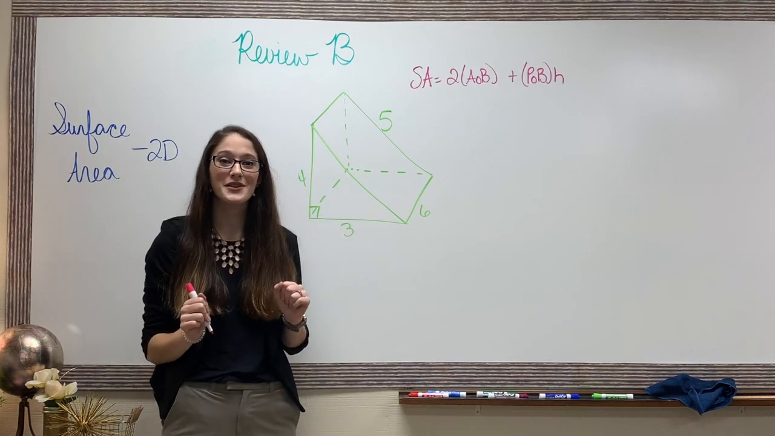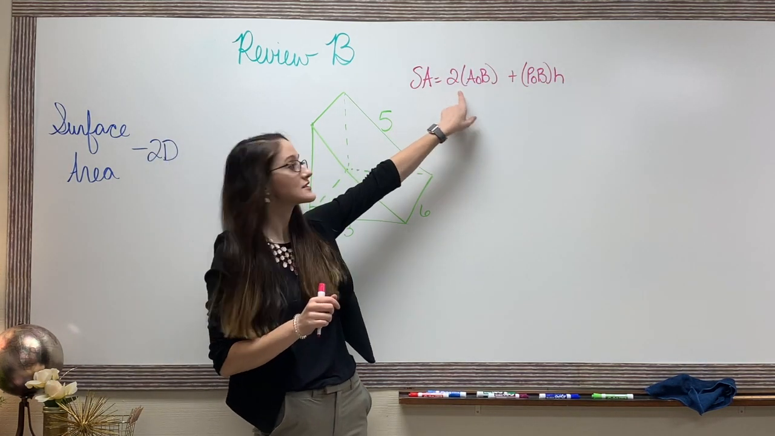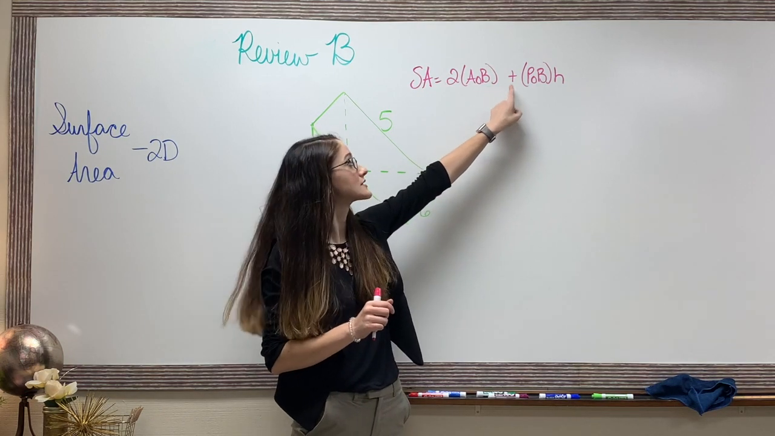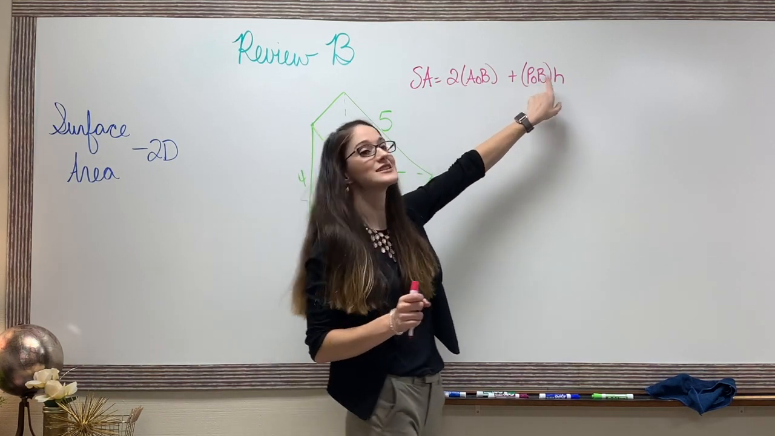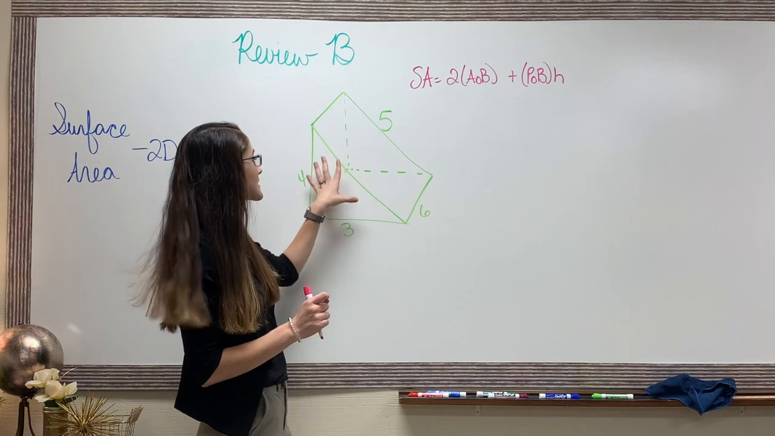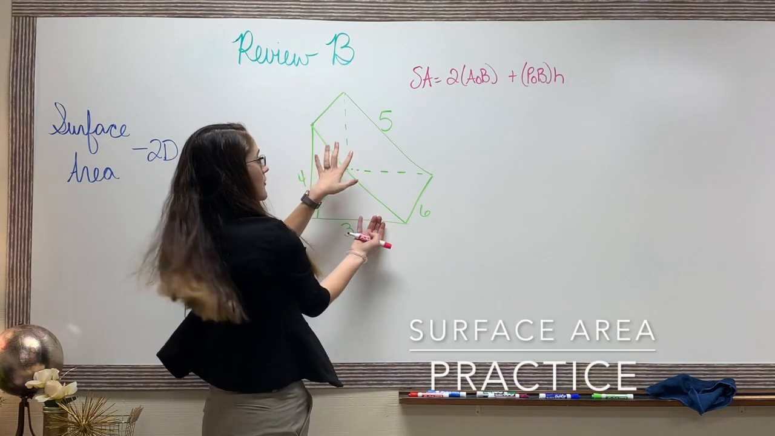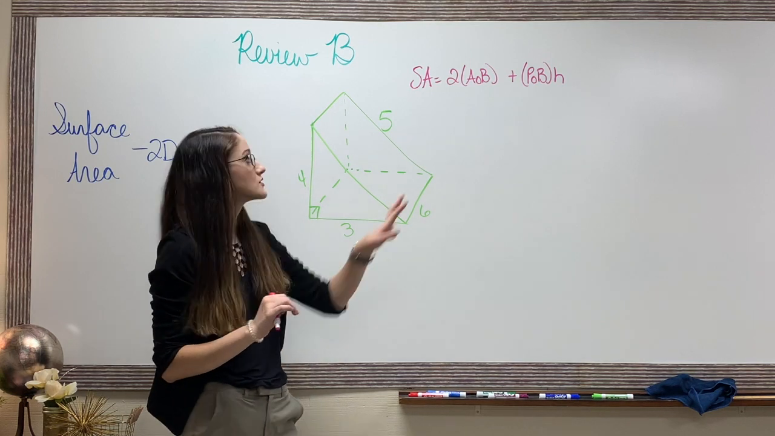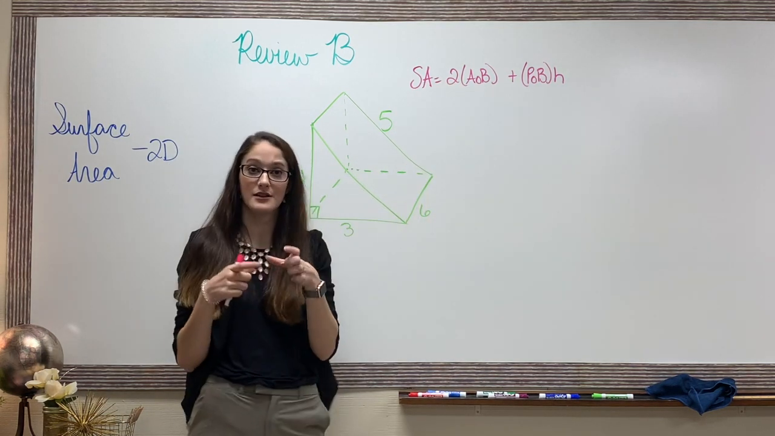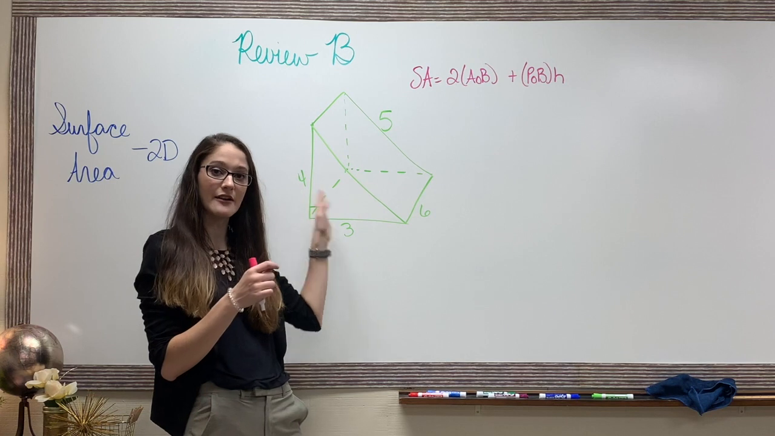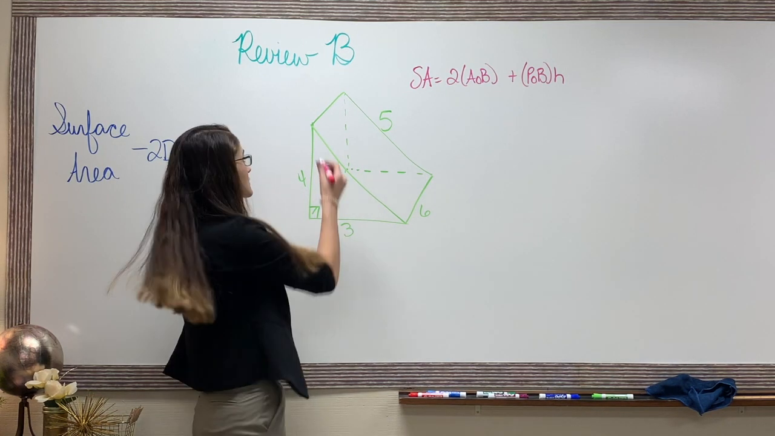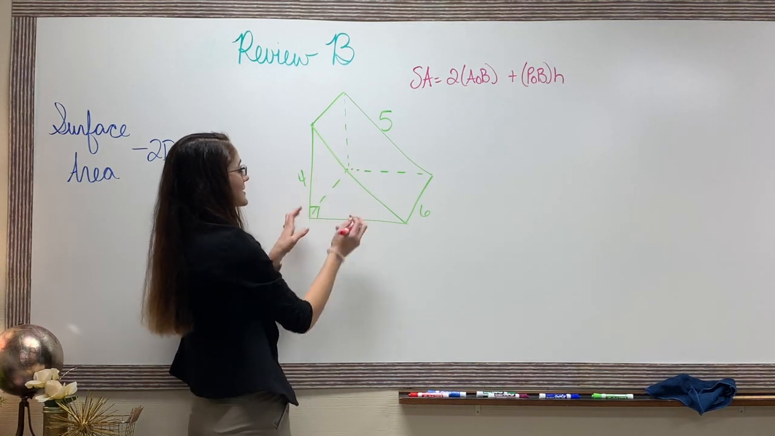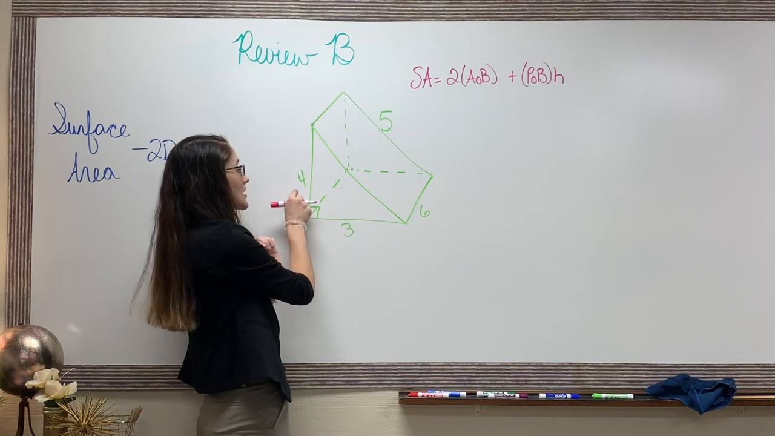Okay, so the formula that we use is going to be 2 times the area of the base plus the perimeter of the base times the height. Now in this case, I am going to, in my mind, flip this up where the triangle is on the bottom. So 2 times area of the base, my area of my base is a triangle. So I'm going to find the area of the triangle and multiply it by 2. So looking at this triangle, I see that my base is 3 and my height is 4.